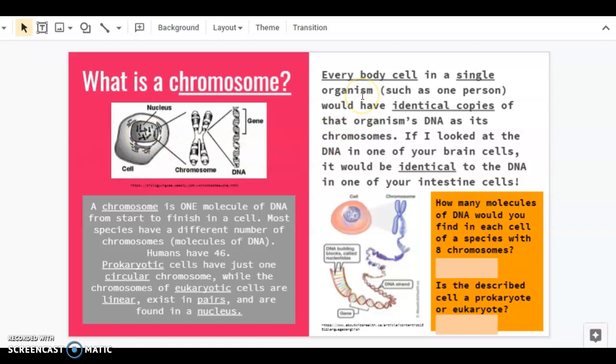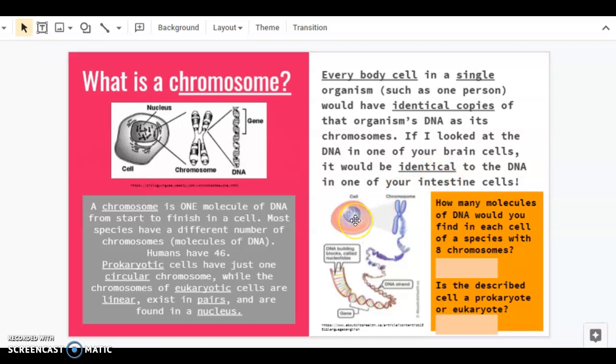Every single body cell, like liver cell, heart cell, skin cell, in a single organism, like one person, one dog, one cat, would have identical copies of the organism's DNA. If I looked at one of your brain cells, I would find DNA identical to the DNA in one of your intestine cells. Each cell in your body has the same access to the same copy in their cell.